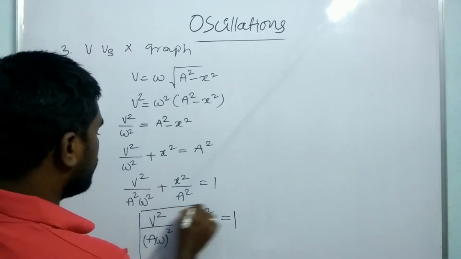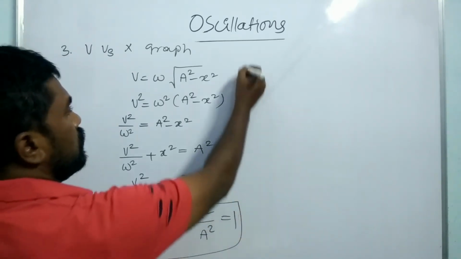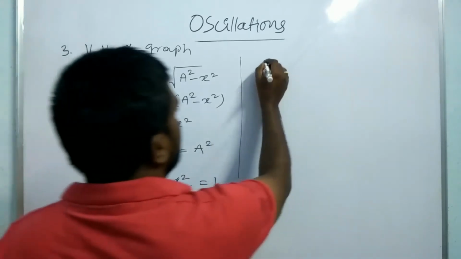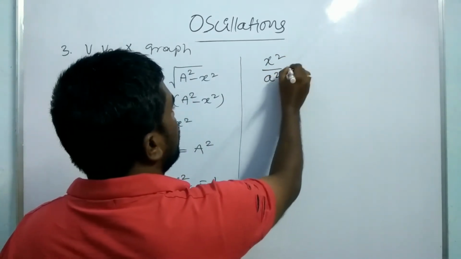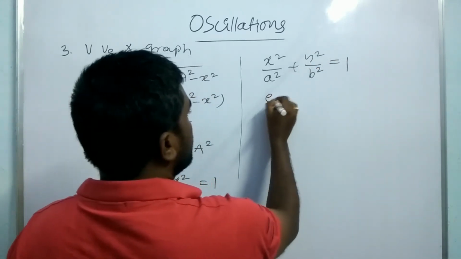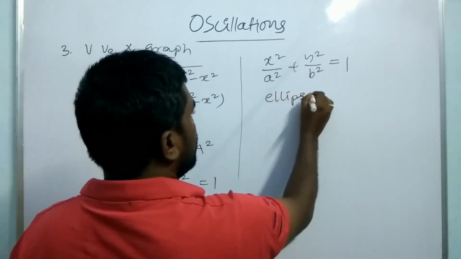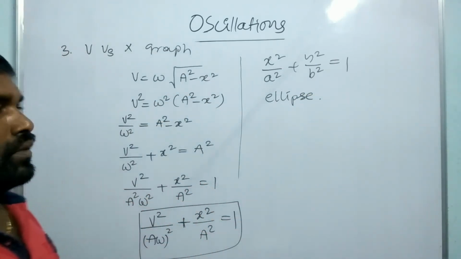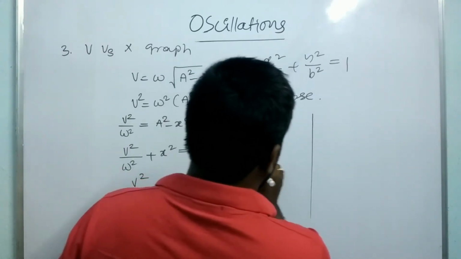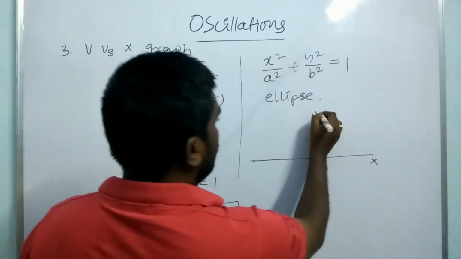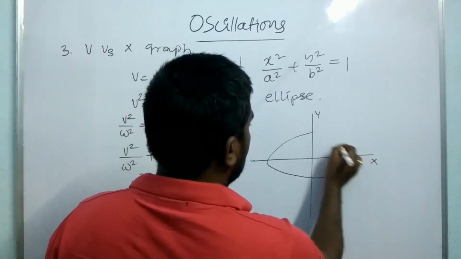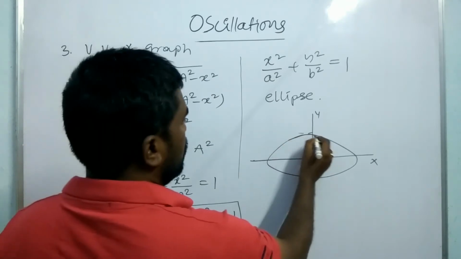So this is the equation, x square by a square plus y square by b square equals 1. So this is the ellipse, the basic equation of the ellipse. So here is the graph. This is the y-axis and this is the x-axis, and here is the ellipse.